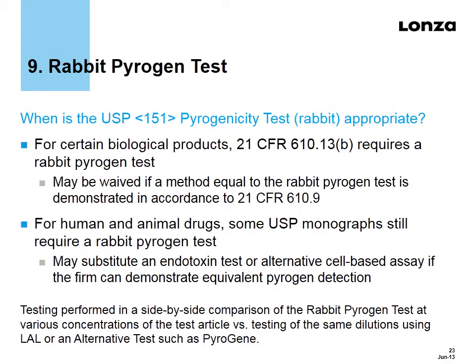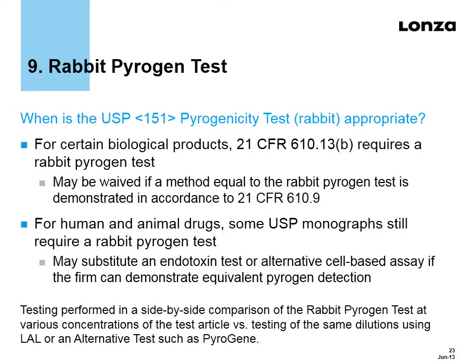The next area that the guidance document discusses is the rabbit pyrogen test. And the question is, when is the USP Chapter 151 pyrogenicity test, or the rabbit test, appropriate? The document states that for certain biological products, 21 CFR 610.13(b) requires a rabbit pyrogen test. However, this test may be waived if a method equal to the rabbit pyrogen test is demonstrated in accordance to 21 CFR 610.9.